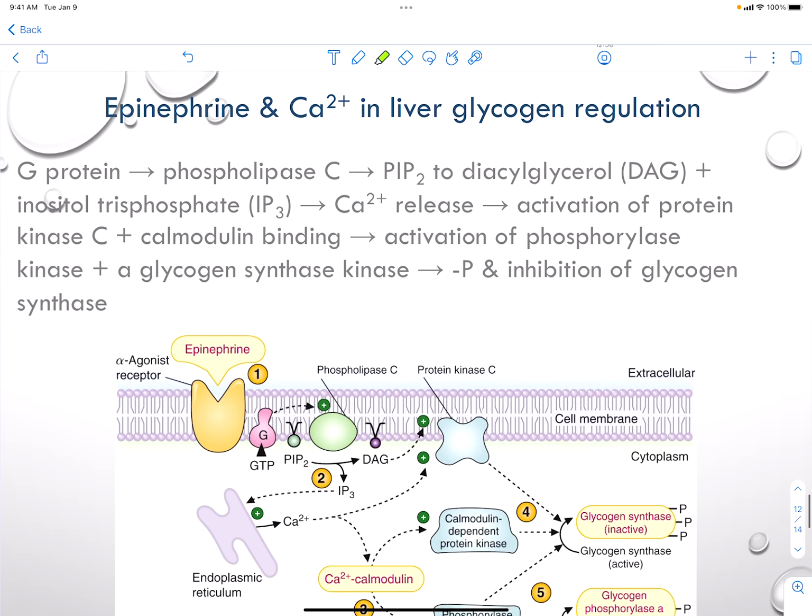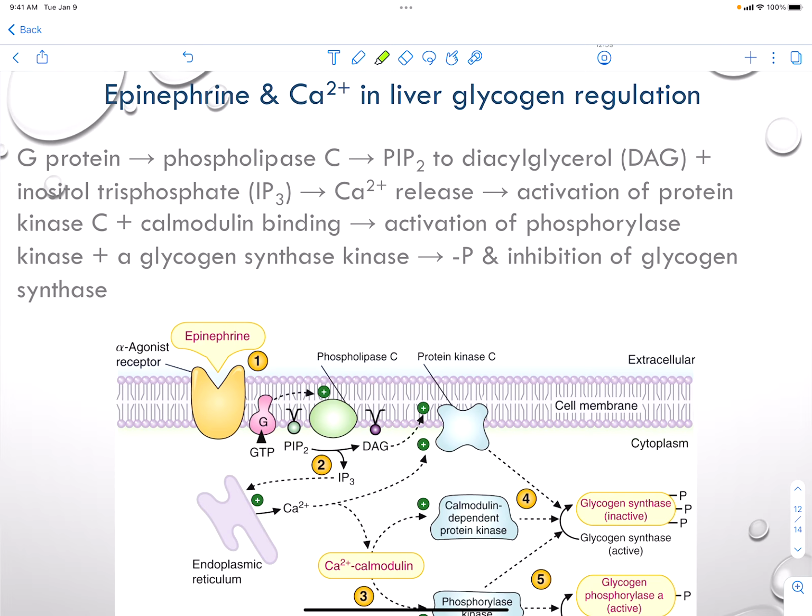So here's the phosphatidylinositol pathway. Again, it's always going to start with epinephrine, and in this case, we're having an alpha receptor. It's still associated with a G protein. It's a G protein receptor, G alpha. We then are going to get activation of phospholipase C. Phospholipase C is then going to convert phosphatidylinositol to diacylglycerol, which stays embedded in the membrane, and you release IP3. IP3 will go to the endoplasmic reticulum and will stimulate the release of calcium.